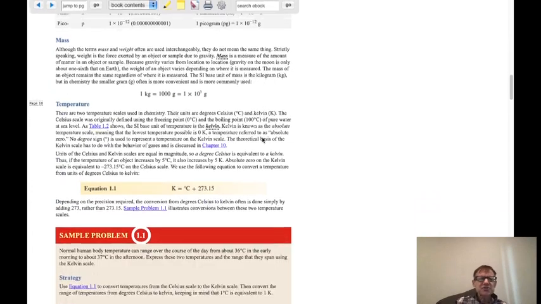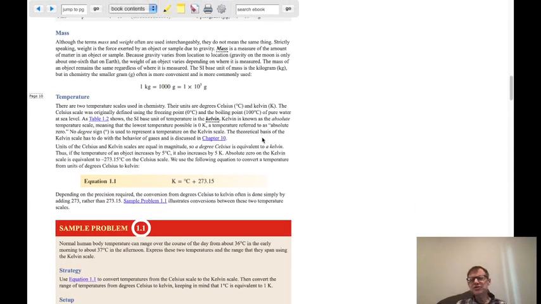So mass is something that we measure and we study quite a bit. We'll see that chapter 3 is pretty much all dedicated to the measurement and study of mass. So an example here is 1 kilogram is 1,000 grams, 1 times 10 to the 3 grams. So notice there are 3 different ways that those numbers are being represented to us.